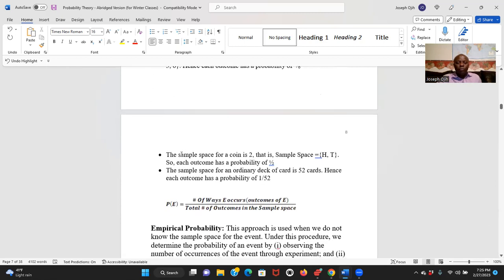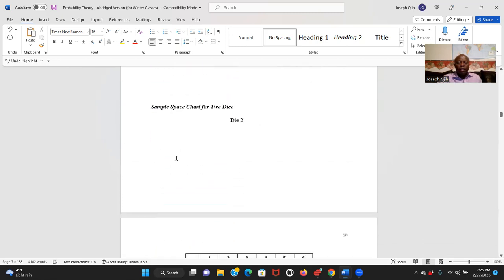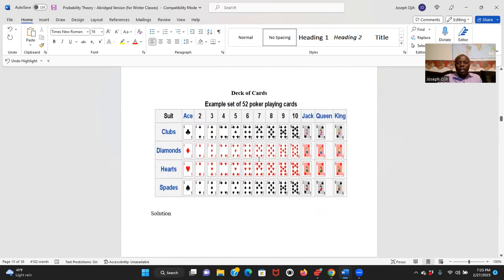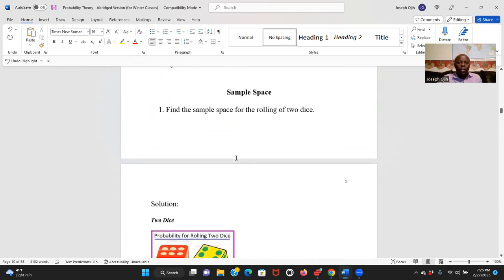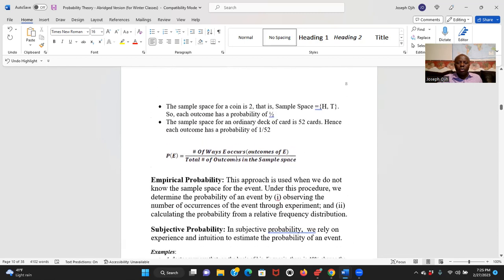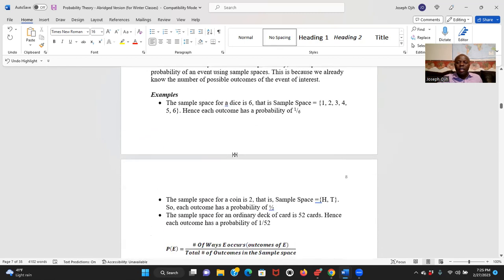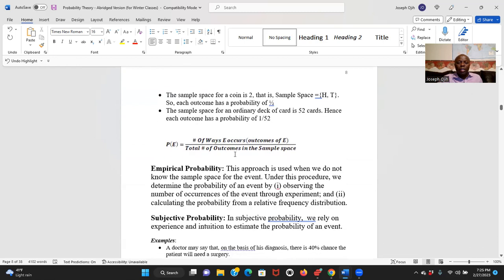Cards, we have 52 cards in a deck. That's the sample space, so we know. So the probability of choosing a king or queen, we can calculate using this sample space. A coin has 2 sides, so you calculate the probability using that information, the sample space.